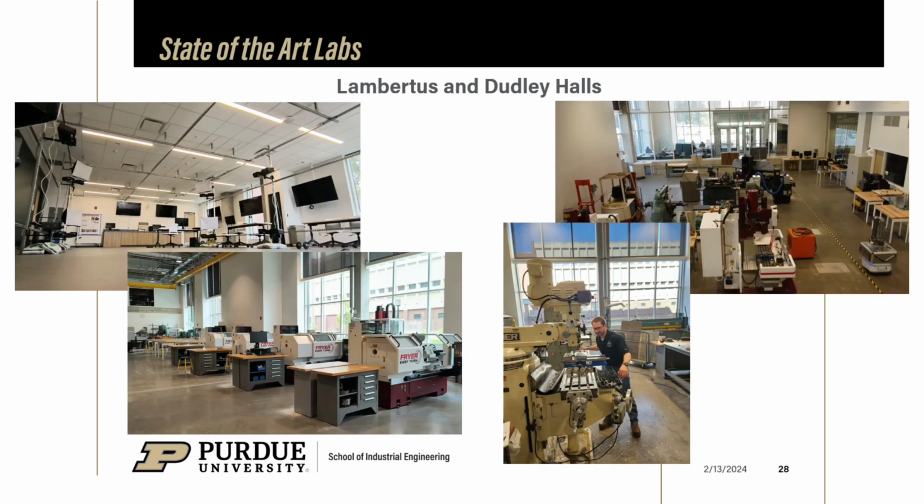So some fun toys that we have. In the Lambertus and Dudley halls, we have many labs. I think 4 or 5 labs that are over in Dudley and Lambertus. The one that you may have seen already that is very well known is the Build at Scale lab. That's the big 2-story high bay manufacturing space, a 10,000 square foot space on the first floor with big windows. You can see it there.